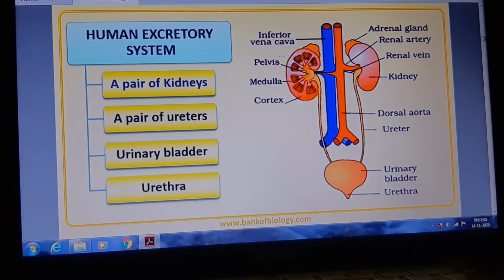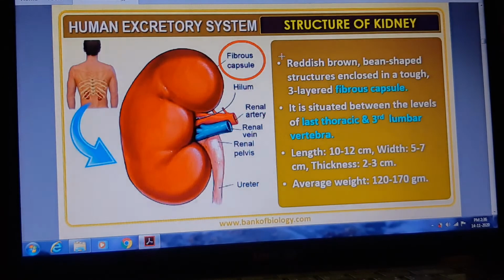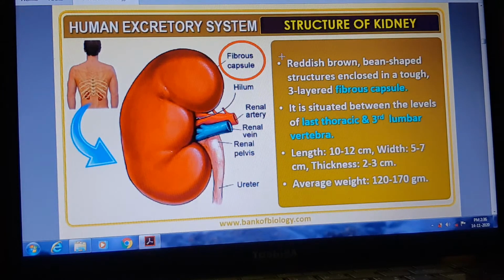This is a view where you can see two kidneys, and the inferior vena cava, a blood vessel which carries blood from the kidney to the heart. The kidneys, ureters, urinary bladder, and urethra, all of these you may see in the diagram, and you can also please draw this diagram.